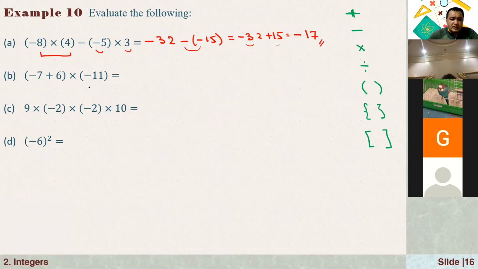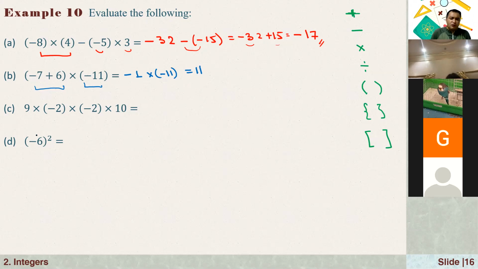Second question, here we have brackets. So first I should do this one, then multiply the result by negative 11. Negative 7 plus 6: they have opposite signs, so we subtract. As 7 is greater, it will be minus. 7 minus 6 is equal to 1. Times negative 11 equals, negative times positive, it is negative. 1 times 11 is 11. That's it.